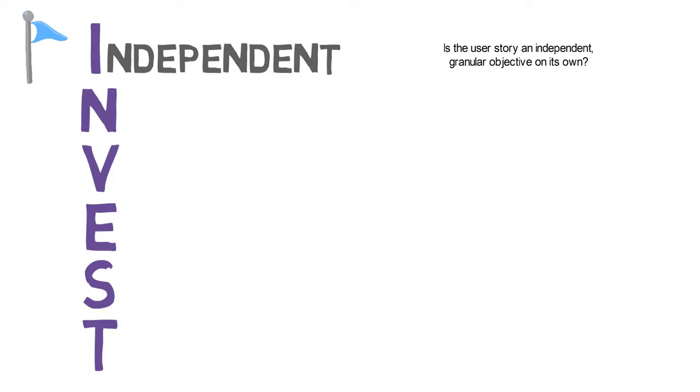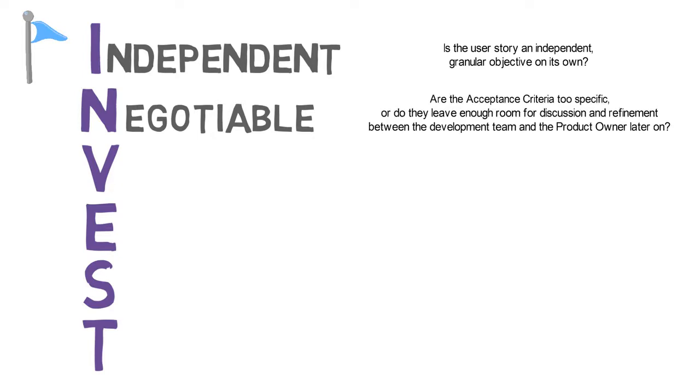The N, meaning negotiable, looks at individual acceptance criteria and asks, are the acceptance criteria too specific, or did they leave enough room for discussion and refinement between the development team and the product owner later on? Yes, our acceptance criteria are not too detailed and will allow the development team and the product owner to have room for further discussion and adjustments.